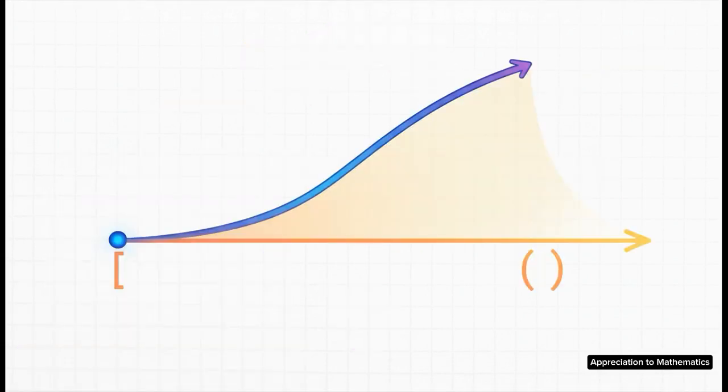Let's start with the domain, all the possible x values. The graph kicks off right at x equals 0. And since that dot is filled in, it means we include 0, which is why we use that square bracket. The arrow points to the right forever and ever, which we represent with positive infinity. And here's the thing, you can never actually get to infinity, so we always close it with a parenthesis.